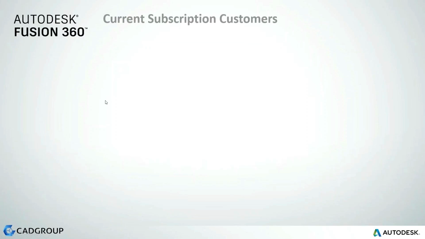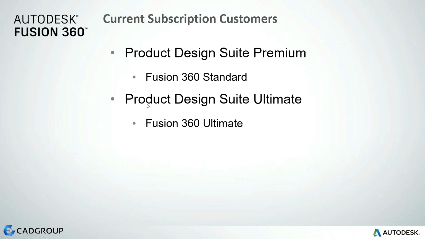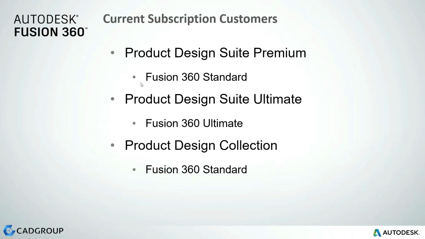Okay, now current subscription customers, if you've got Product Design Suite Premium, you have access right now to Fusion 360 Standard. If you've got Product Design Suite Ultimate, you have access to Fusion 360 Ultimate. If you've got the Product Design Collection, you have access to Fusion 360 Standard. Now, you don't get any additional cloud credits for this. What cloud credits you have for your suite, that's what you can use for your Fusion as well when you do your cloud rendering and your simulation. All right, that basically is the end of the webinar.